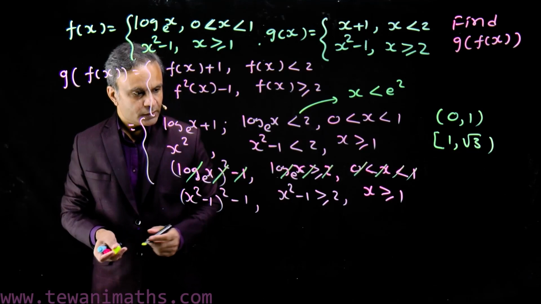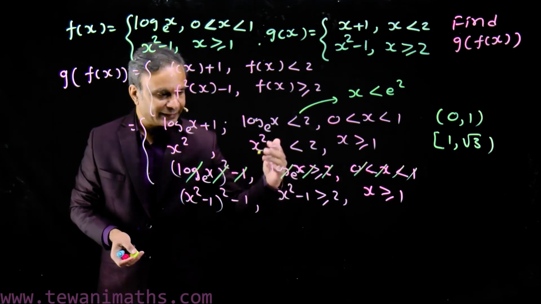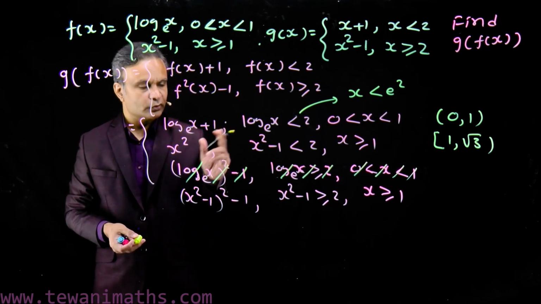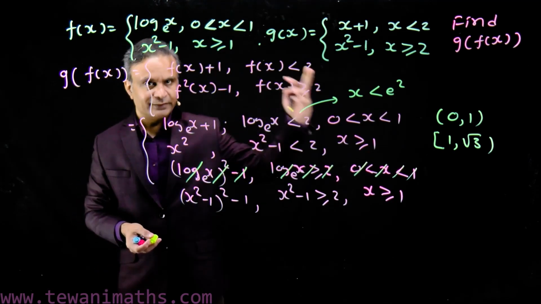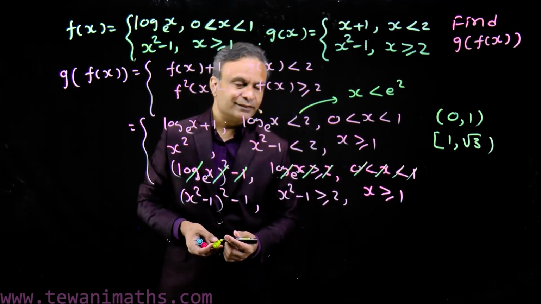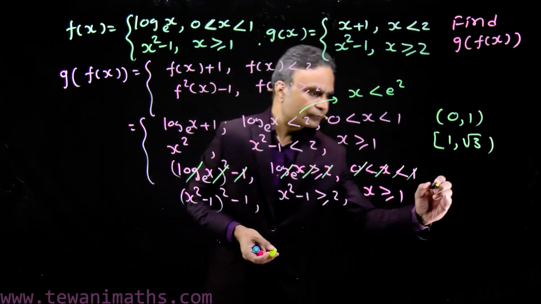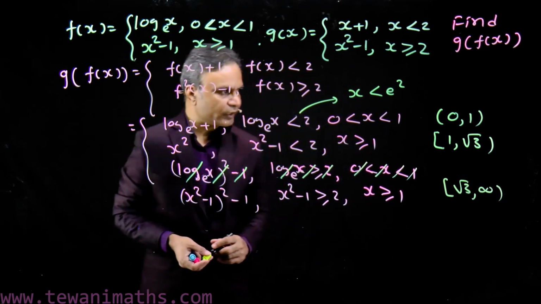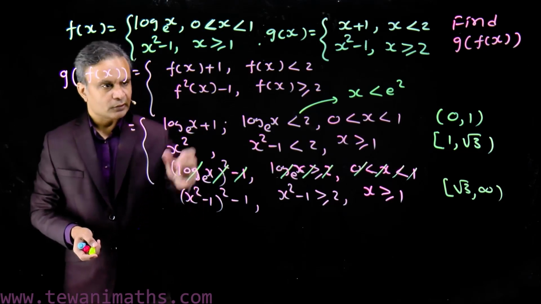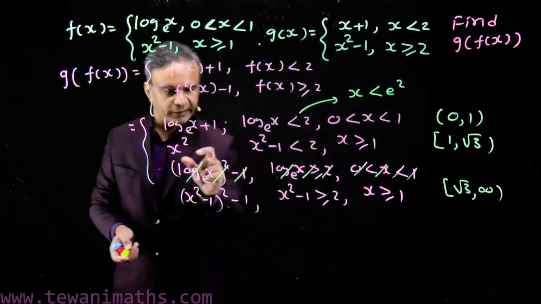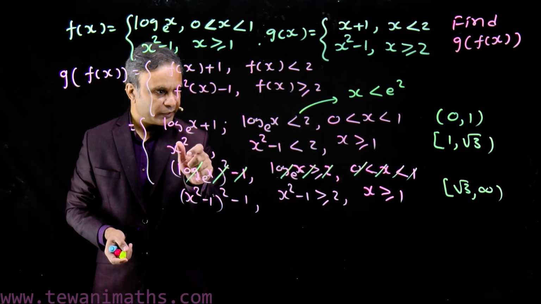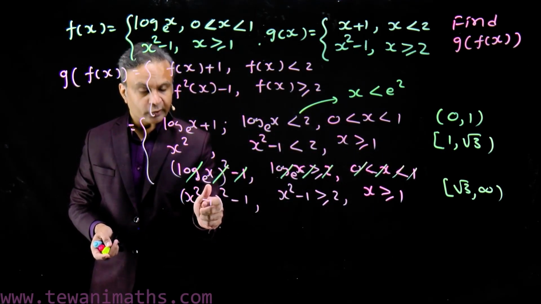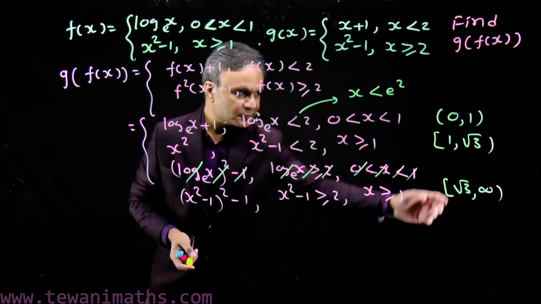Okay, from this we have x square greater than or equal to 3. So x will be less than or equal to minus root 3 or greater than or equal to root 3, and its intersection with this will be close interval root 3 to infinity. Okay, so we have branches of function g of fx: log x plus 1 for these values of x, x square for these values of x, and square of x square minus 1 for these values of x.